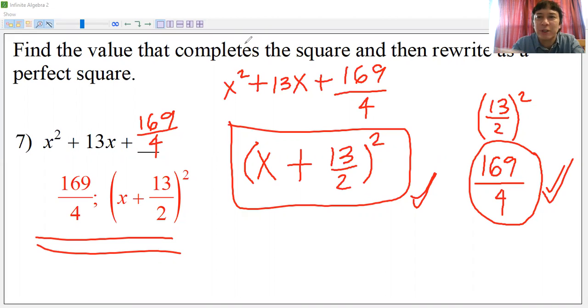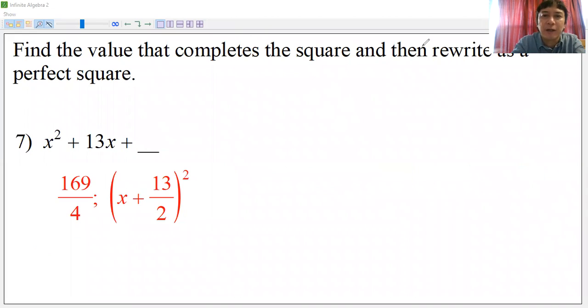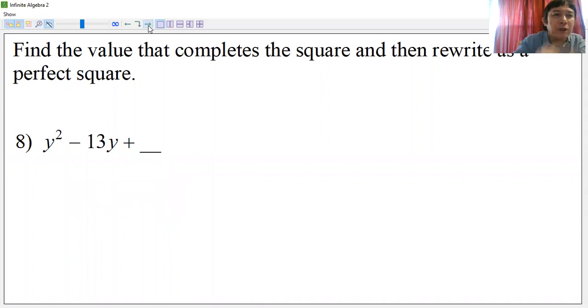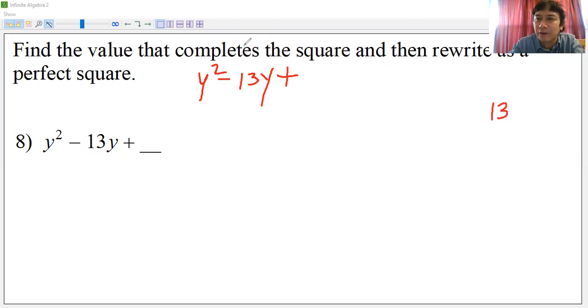All right, let's continue with number 8. Let me clear the screen. I hope you're getting the way to do it. Here's the next. Find the value that completes the square and then rewrite as a perfect square. So you have y squared minus 13y plus blank. 13 is not divisible by 2, but still we can get the answer. 13 divided by 2 and then square.